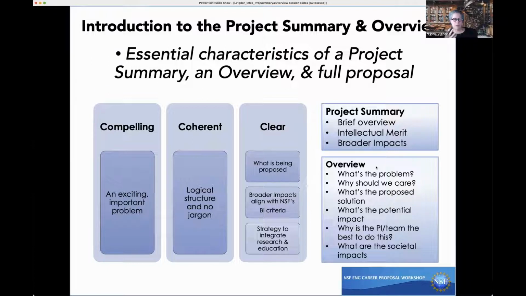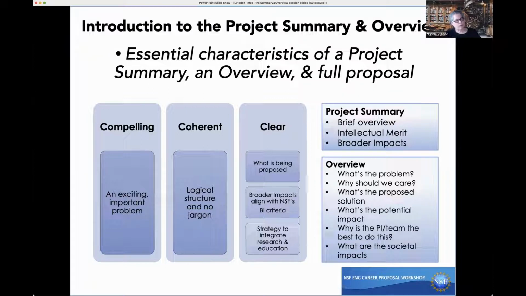The overview to the project description is different. There is no defined information that is required, and there's no required order here. It is up to you and what serves the project very well. But you do want to include this kind of information. What is the problem? Why should we care? What's the proposed solution? What's the potential impact? Why is the PI or team the best to do this? And what are the societal impacts?